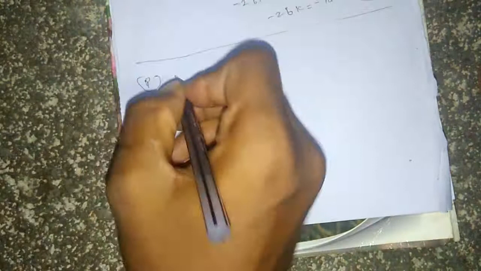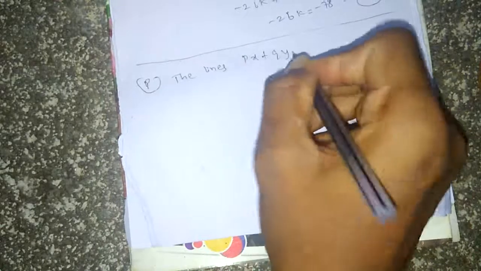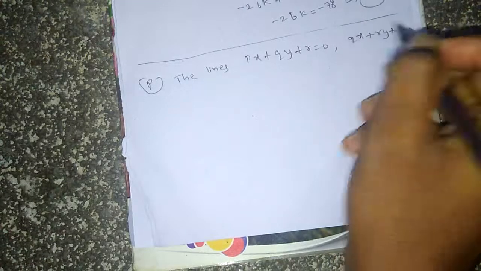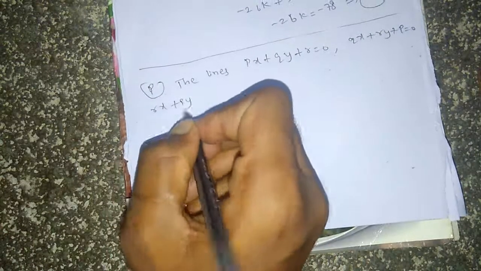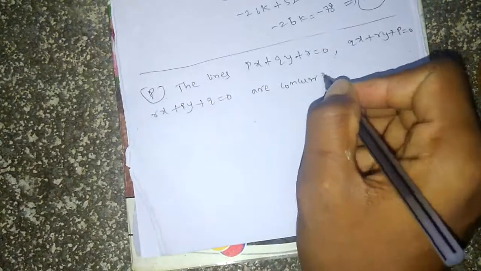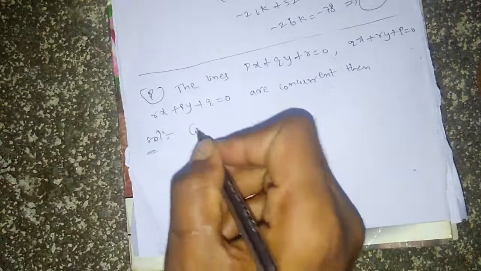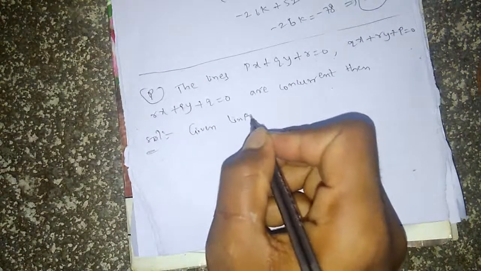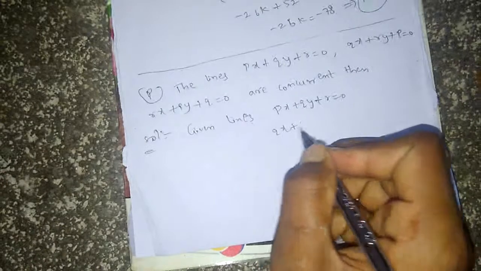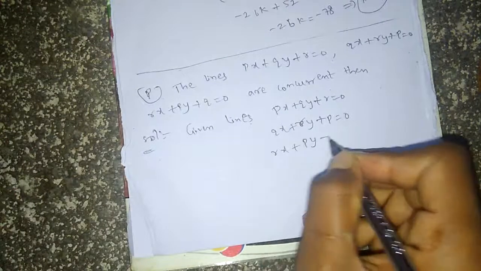Next problem is, the lines px + qy + r = 0, qx + ry + p = 0, rx + py + q = 0 are concurrent, then... So here the given lines are px + qy + r = 0, qx + ry + p = 0, rx + py + q = 0.